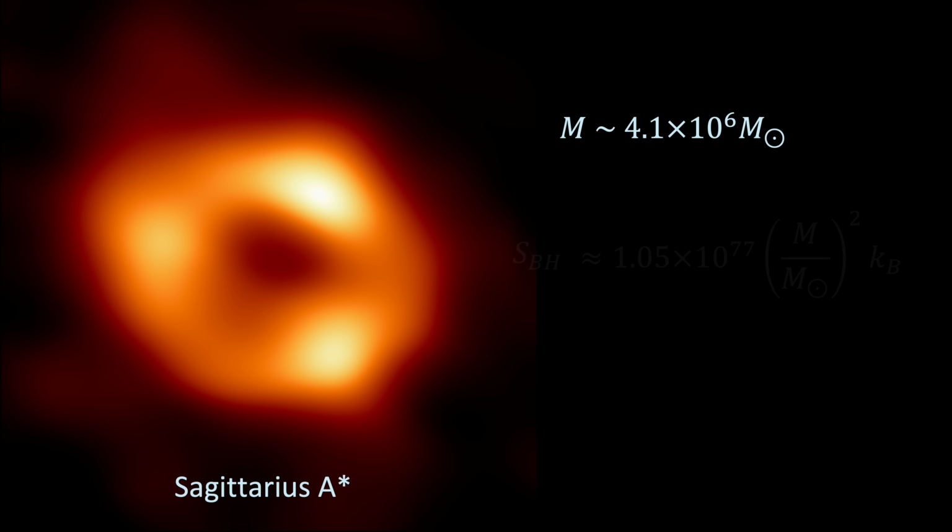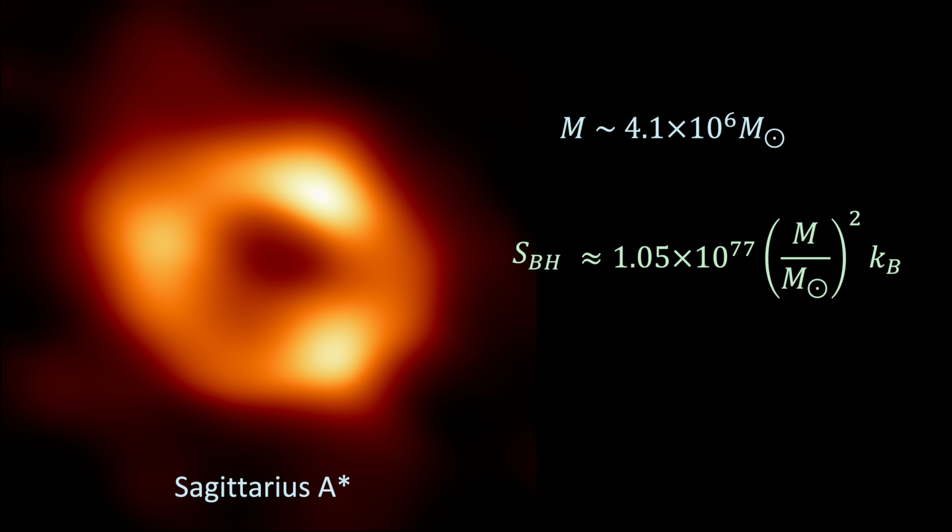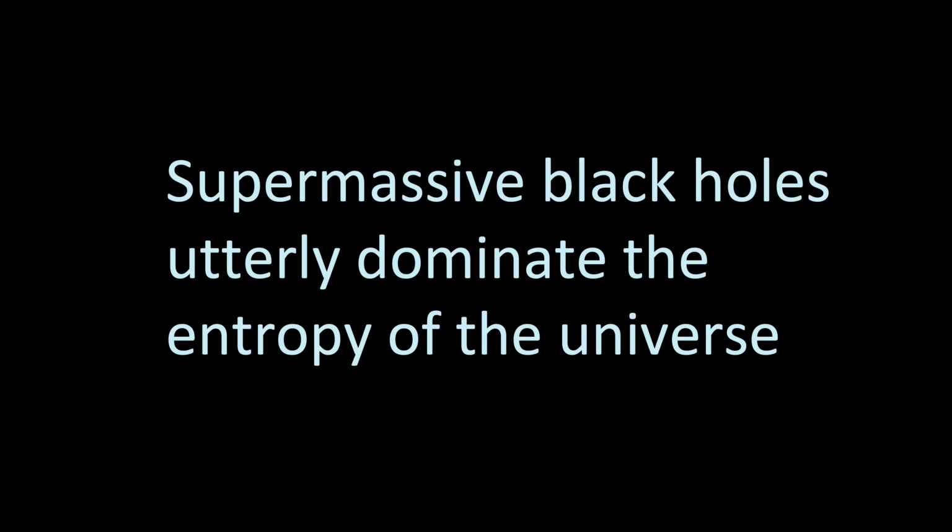And if we then sub this into our entropy equation, we find a value of around 2 times 10 to the power of 90 times Boltzmann's constant, which is significantly smaller than M87's black hole, but still larger than the entire entropy of the universe at the Big Bang. And so the moral of the story is that supermassive black holes utterly dominate the entropy of the universe.